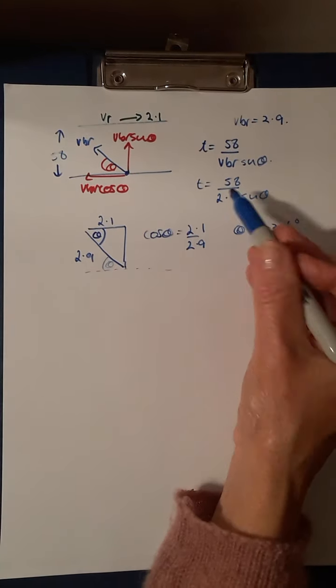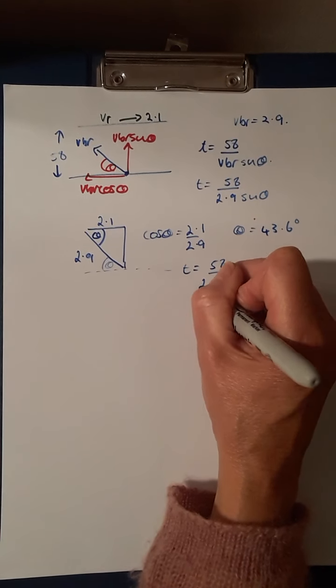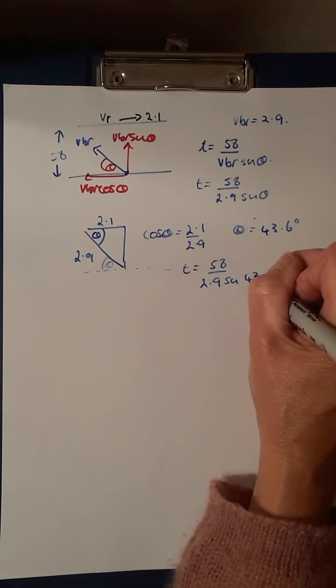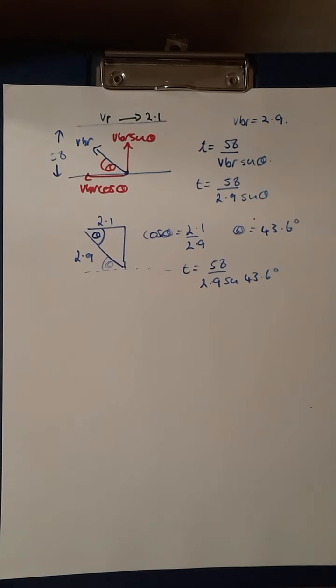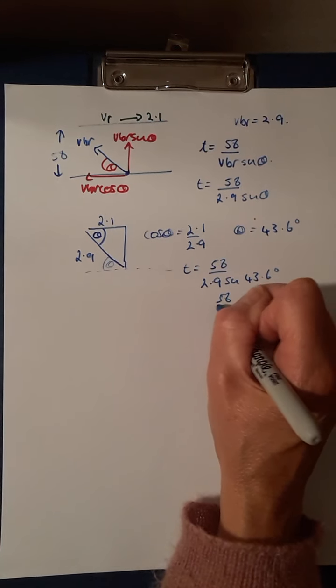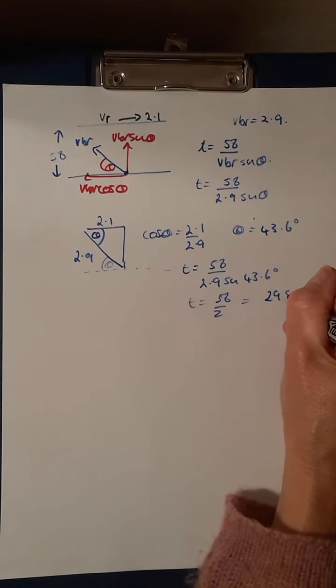Okay, so my crossing time, T, is equal to 58 divided by 2.9 by the sine of 43.6. And when I do that, I'll get 58 over 2. So that gives me 29 seconds to cross.